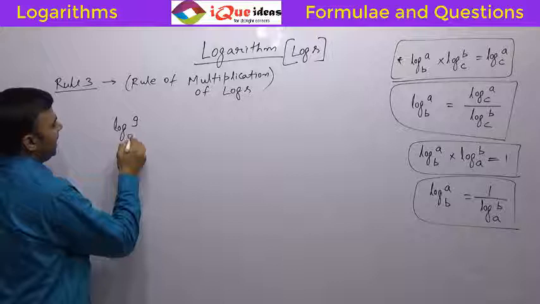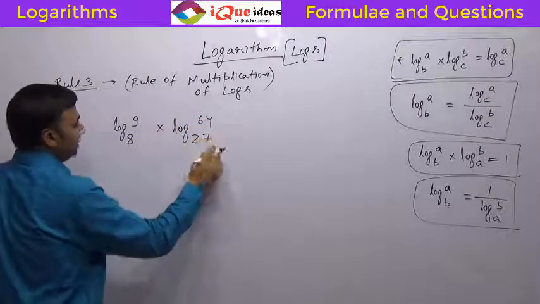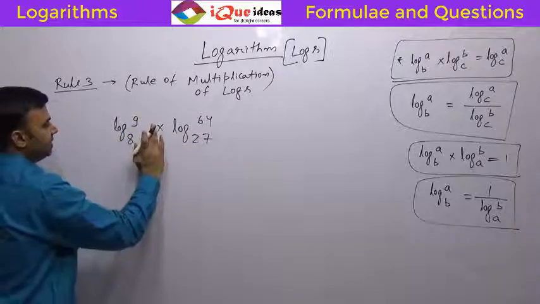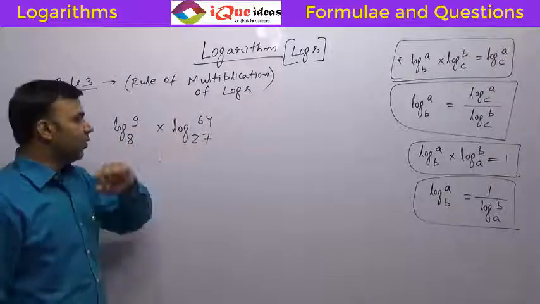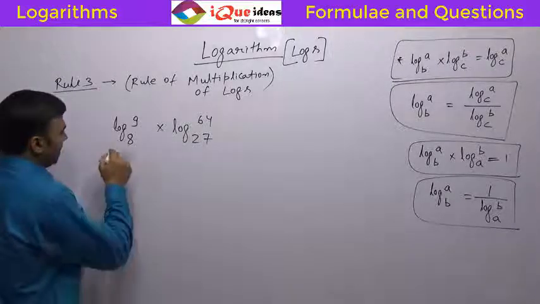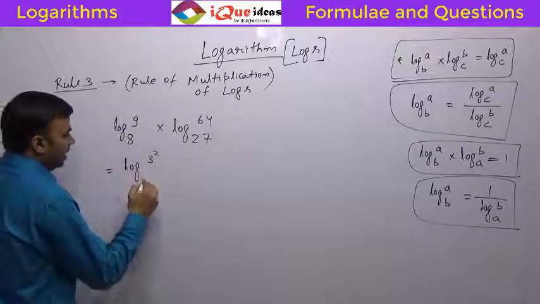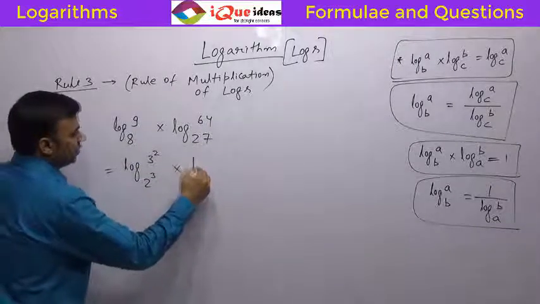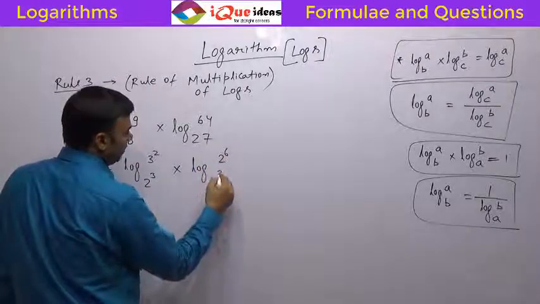Alright. So suppose we have log of 9 to the base 8 into log of 64 to the base 27. Now here if you notice, both 9 and 27 are powers of 3, and 8 and 64 are powers of 2. So let's write 9 as 3 square, 8 as 2 cube, 64 as 2 to the power 6 and 27 as 3 cube.